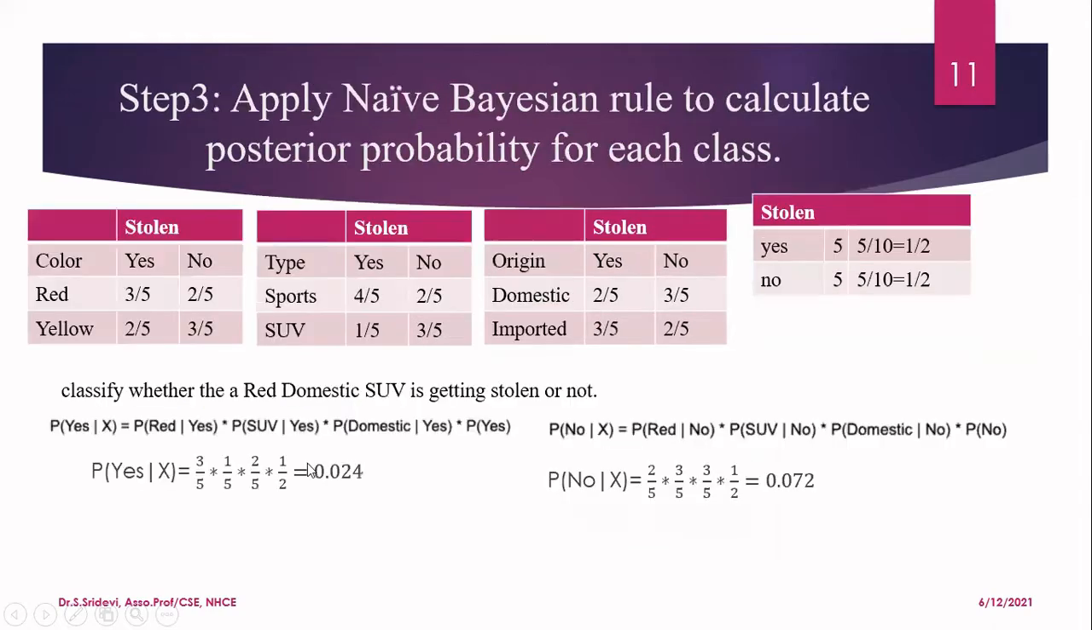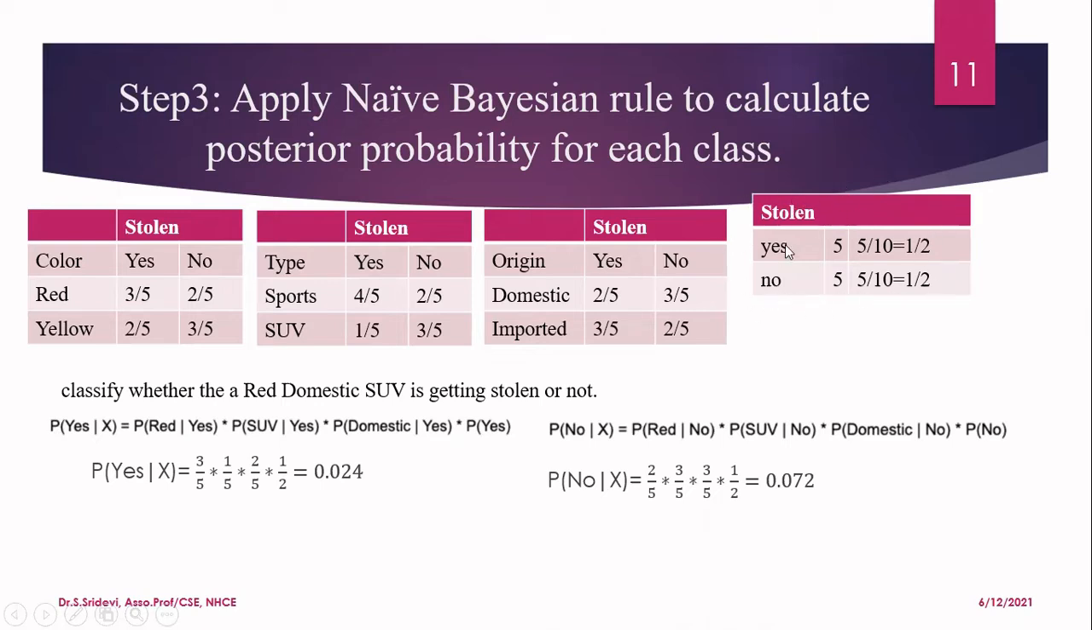So step number 3 is the main part of our algorithm. Here only we are going to apply the naive-Bayes rules. So we are going to apply naive-Bayes rules to calculate the posterior probability for each class. Now, I have written the maximum likelihood probability we calculated in the previous step for all 3 attributes: color, type, and origin. Now, what is this one? This is nothing but our target class.